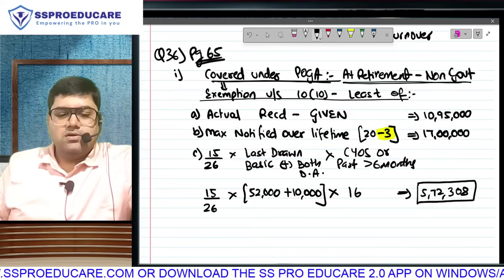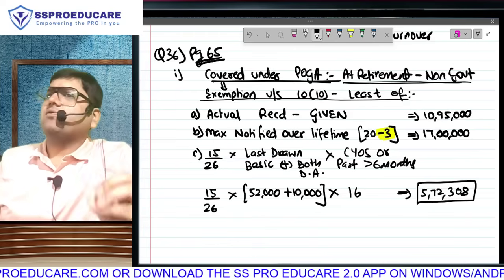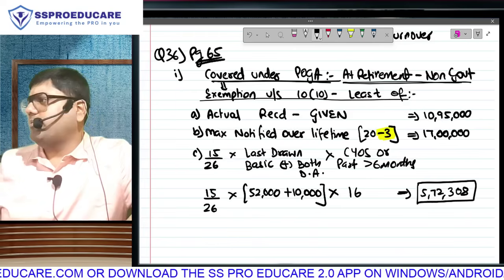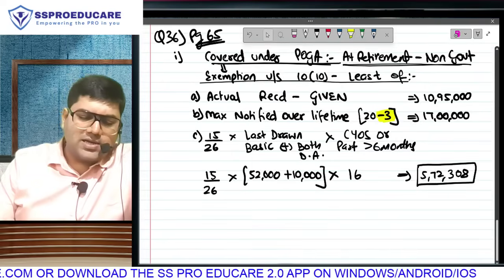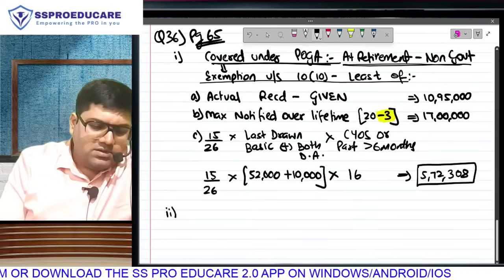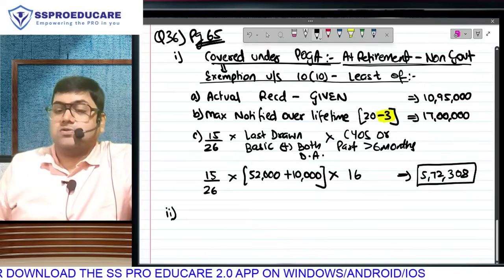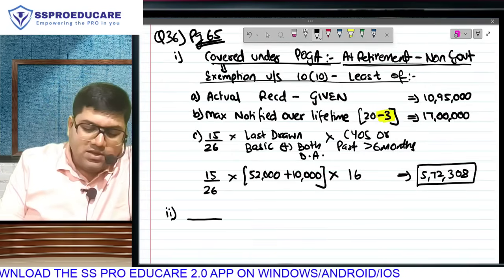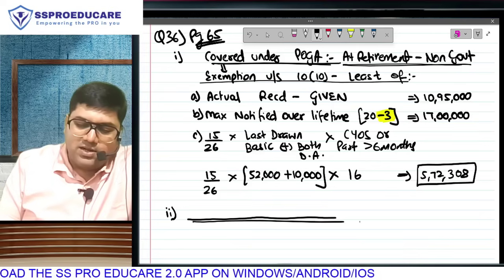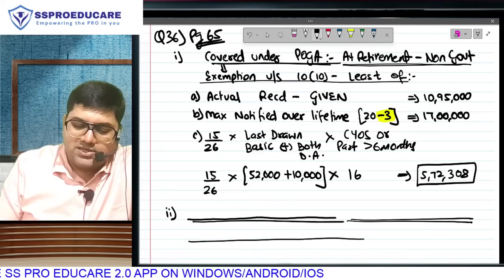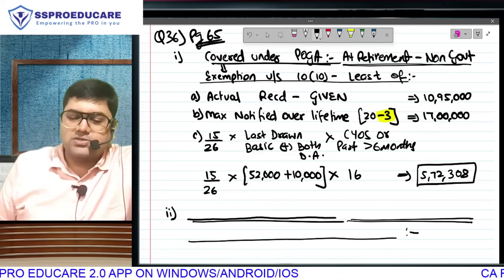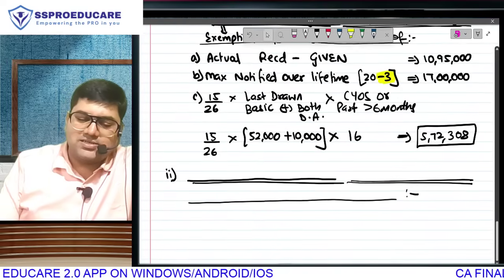572,30. You understood? It's all about whether I remember the calculation or I don't remember the calculation. If you remember the calculation, you're going to get your marks. Is POGA calculation clear to everyone? Is the format, the presentation also clear? What will be your heading this time? Not covered under POGA, at retirement, non-government, exemption under section 10(10) is going to be least of. Okay, the presentation is done.